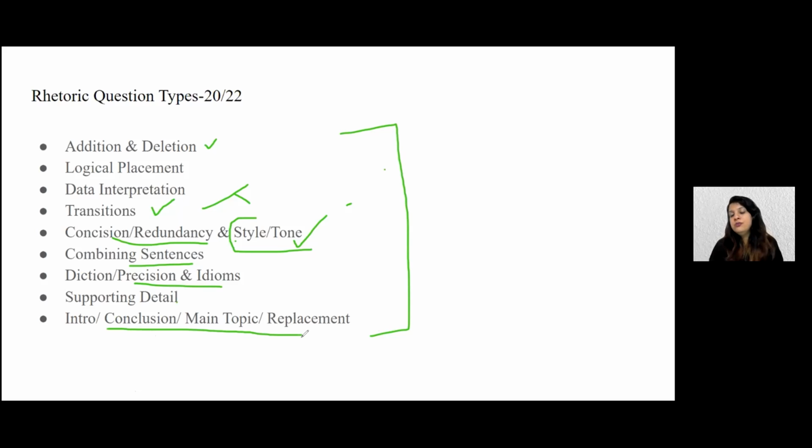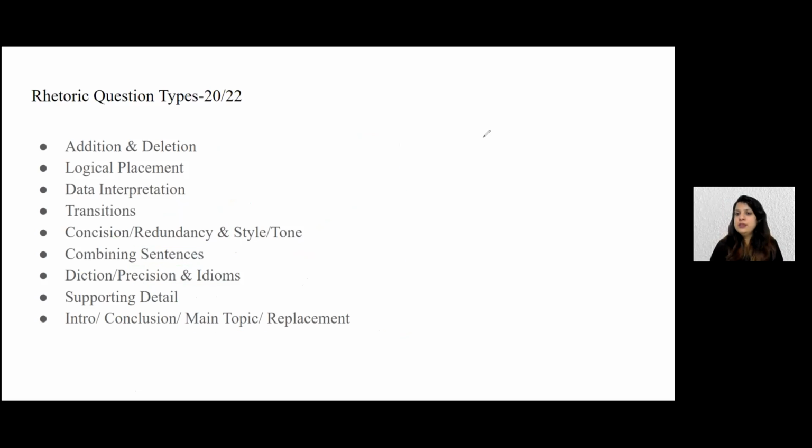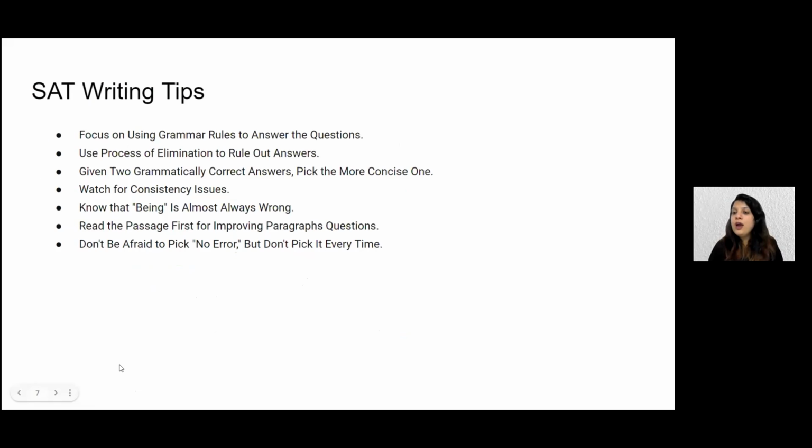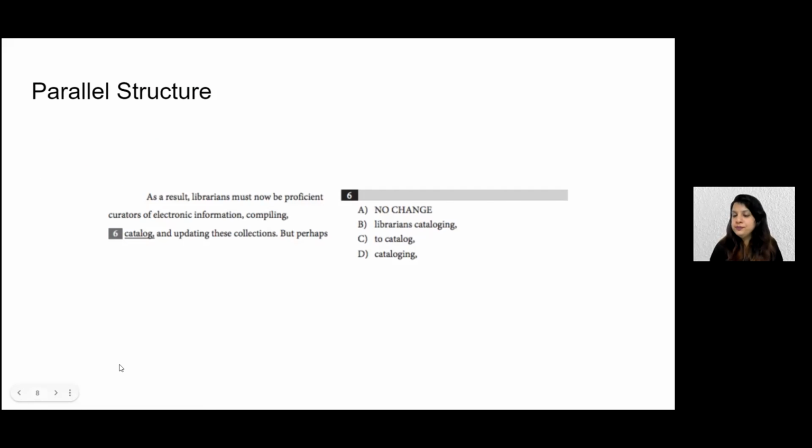Introduction, conclusion, main topic, replacement. These are another category of questions where we ask you to give a suitable introduction, a suitable conclusion. What should be the main topic? What should be a suitable replacement for the underlined portion of the sentence, right? All these kinds of questions would be tested. Let me walk you through a few examples so that you have better clarity.